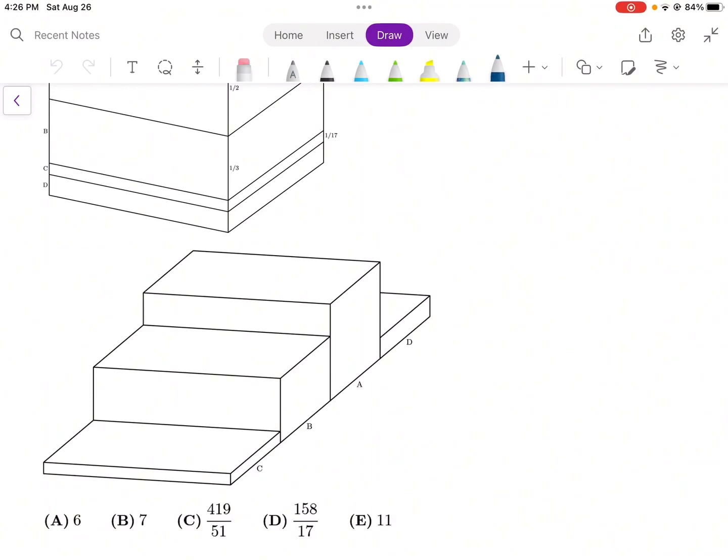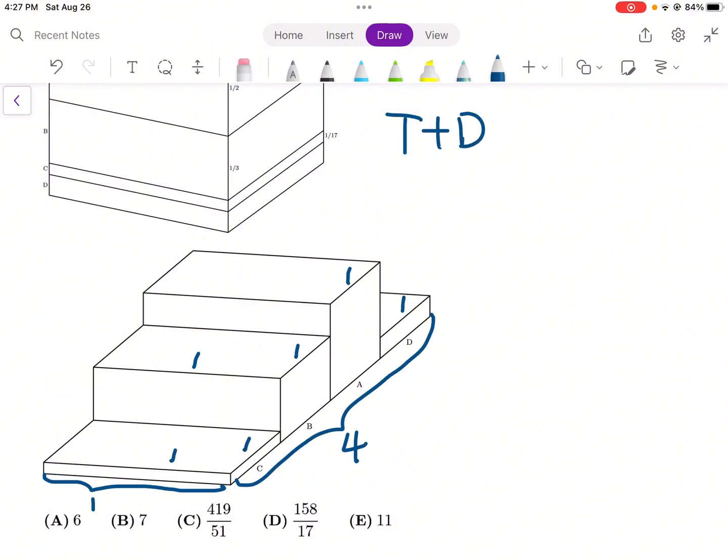First, we calculate the top and the bottom area. Because the lengths of these lines are all 1, the bottom length in total is 4, and this width is 1. Therefore, the top and the bottom area, we use T for top, B for bottom, add up to 1 multiply 4 multiply 2 equals 8.